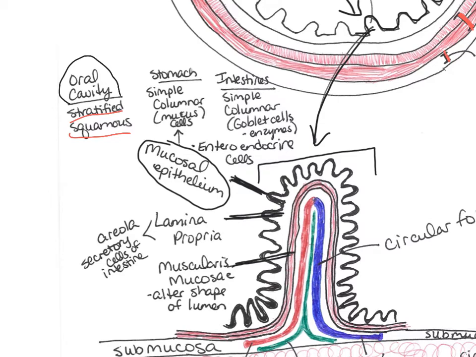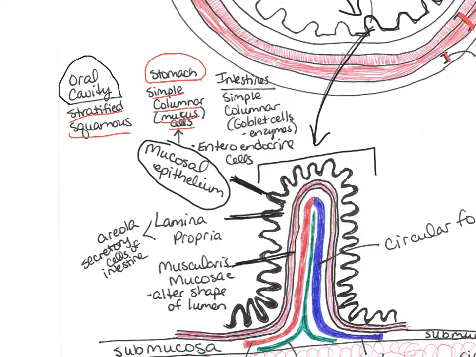Then in the stomach, we have simple columnar cells. We know that simple columnar cells typically have microvilli on top of them. These simple columnar cells are also adapted to produce mucus, so they are also called mucus cells.